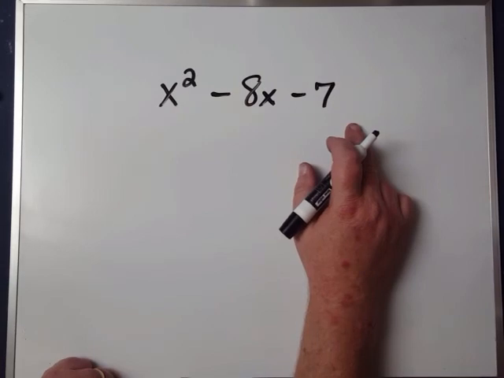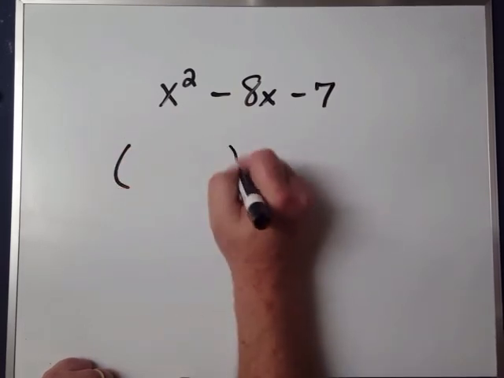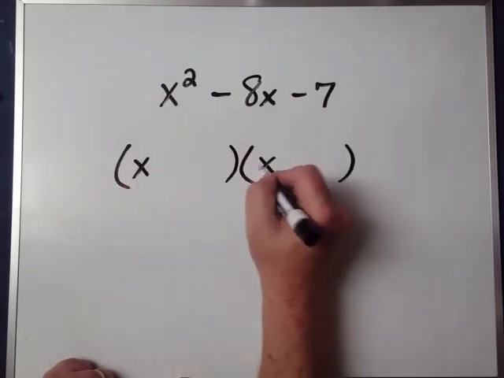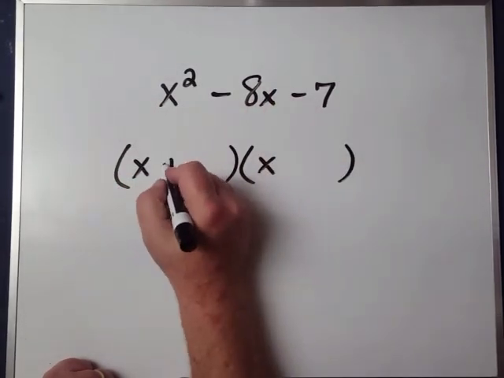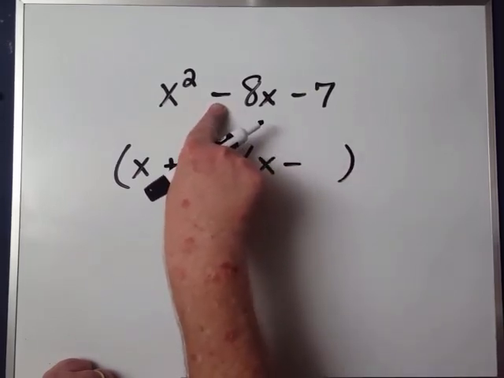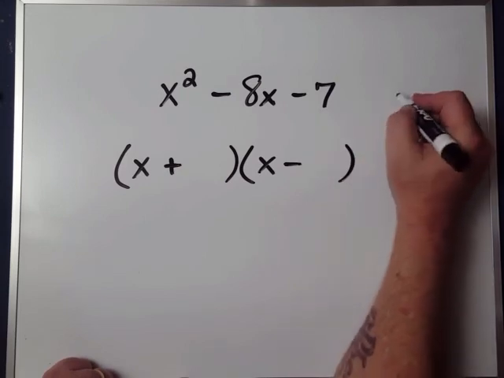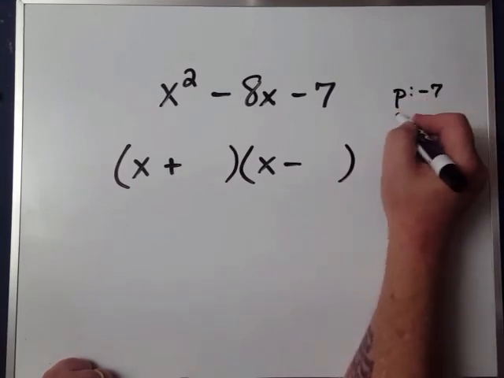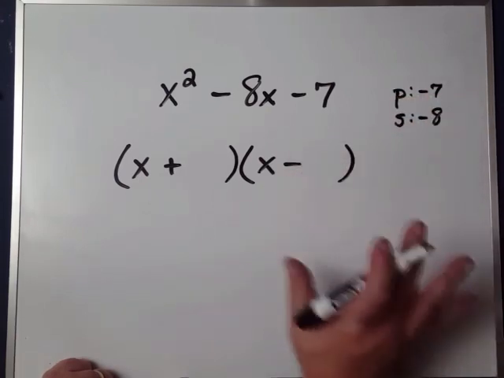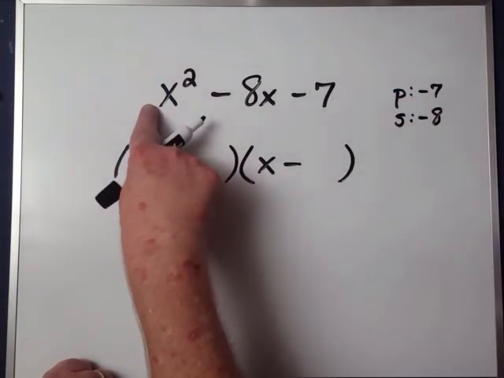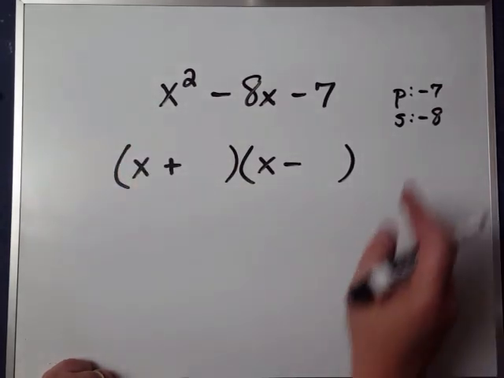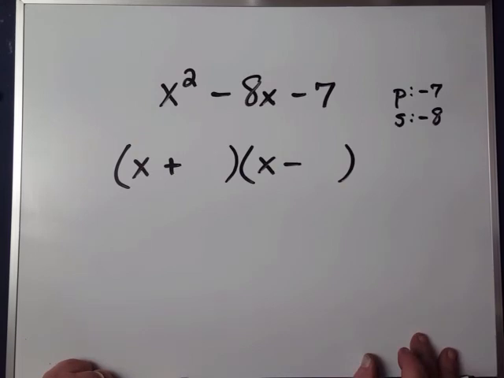So if this factors, it will factor as a pair of binomials, each starting with x. My signs are opposite. And in fact, the larger of the two numbers I'm looking for will be negative. I'm looking for two numbers whose product is -7 and whose sum is -8. This is section 5.2. There's no factor by grouping because that leading coefficient is 1. Can you think of any two numbers that will do that?